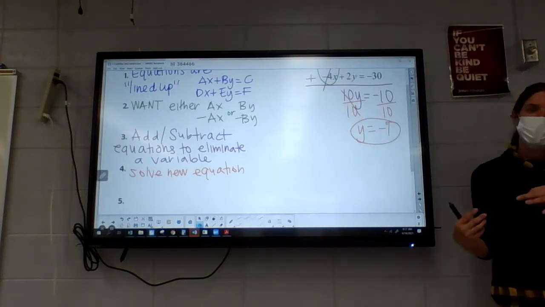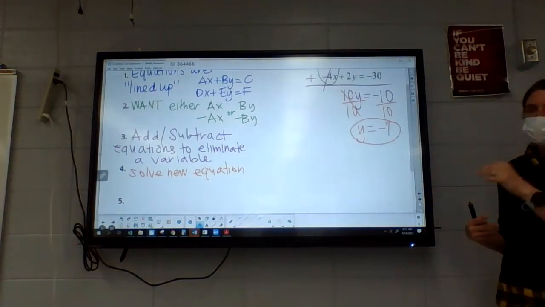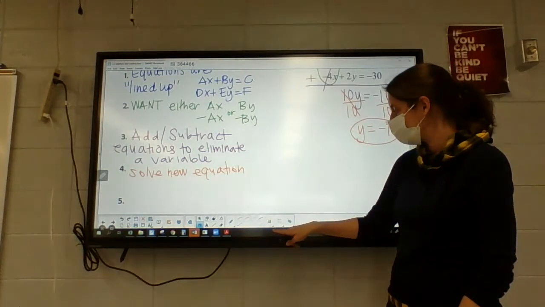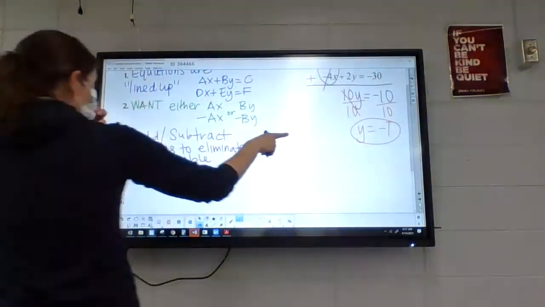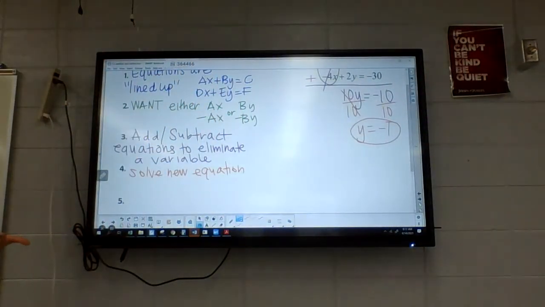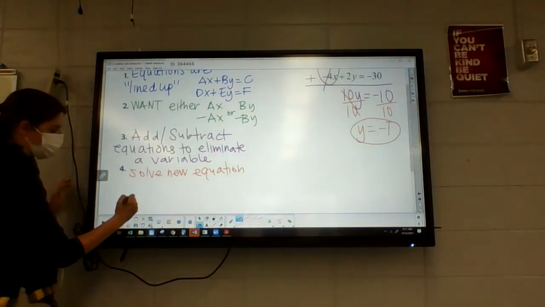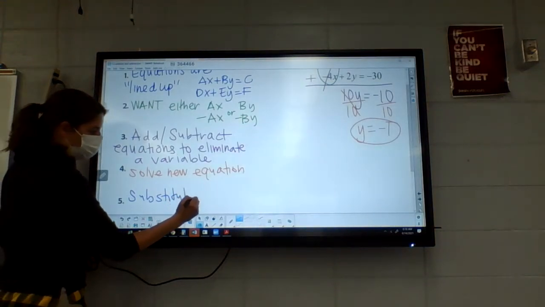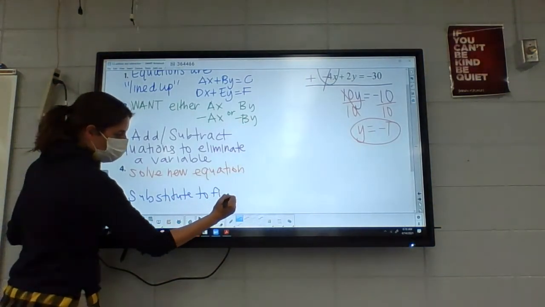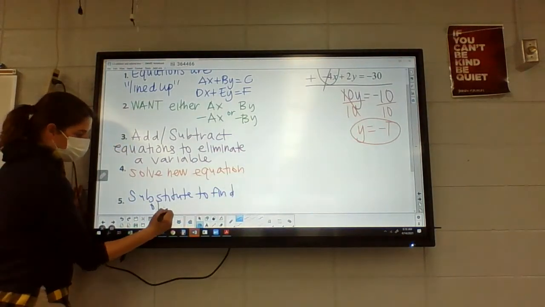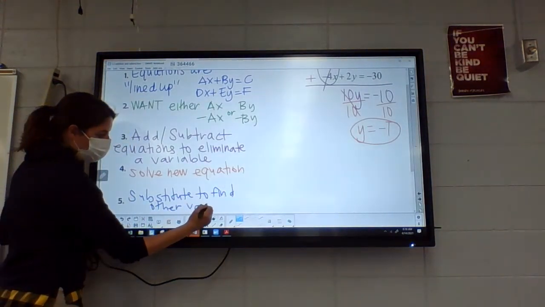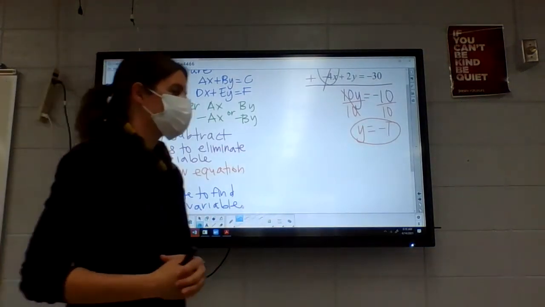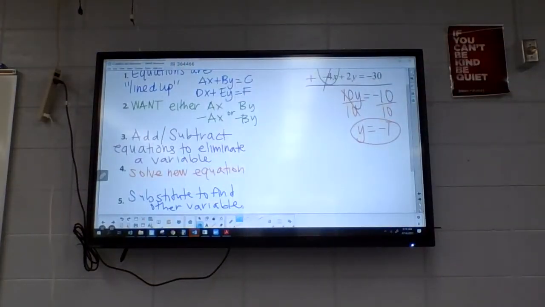Now I have one variable, I still need to go back and find the other one, so I will have to do some substitution and go find that other variable. So that's our last step. We have to substitute that value back into one of the original equations to find the other variable. So we're going to substitute that -1 back in to find that other variable.